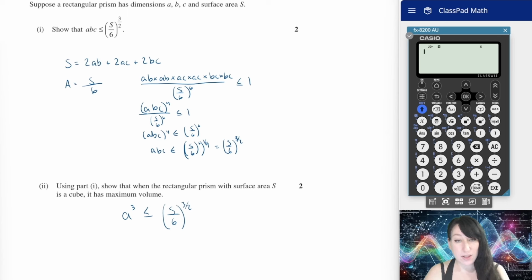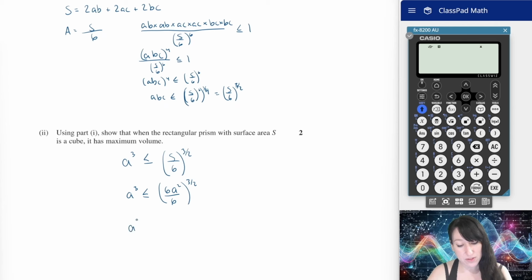Now, if it is a cube, the surface area is equivalent to 6 times A squared. So now we have A cubed is less than or equal to 6 times A squared over 6 to the power of 3 over 2. And then that simplifies. So we have A cubed is less than or equal to A to the power of 3, and A cubed is its volume. So we have that its volume is less than or equal to A cubed, but we know its volume is equal to A cubed. So if A cubed is the upper limit here, then the cube has the maximum volume.